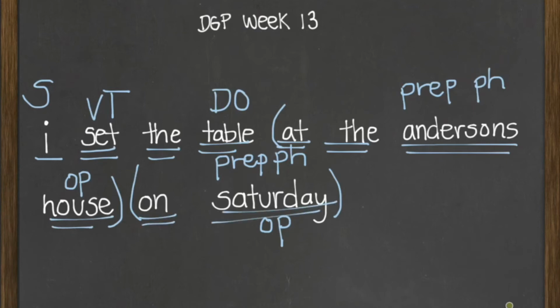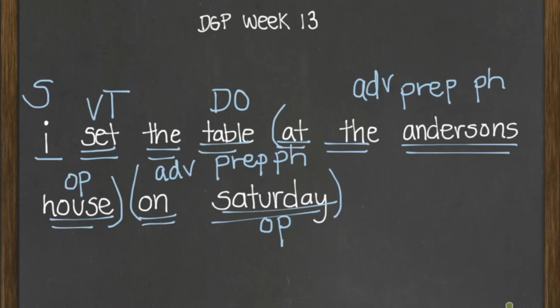Did you guys catch the last thing we need to do? We need to figure out what word the prepositional phrases are describing. Is it set at the Andersons' house on Saturday or table at the Andersons' house on Saturday? We're setting the table, so because of that, it's all describing our verb. Both of these will be ADV prep phrases. It's modifying the action verb.